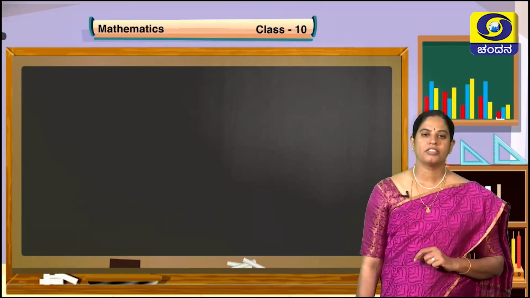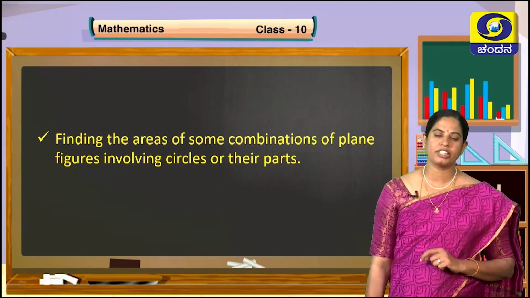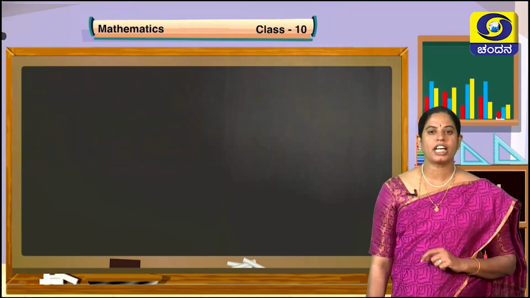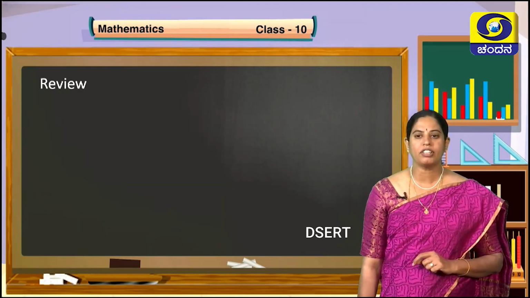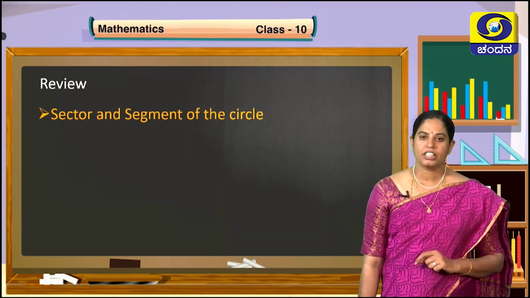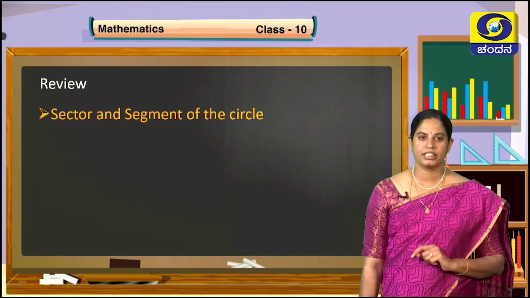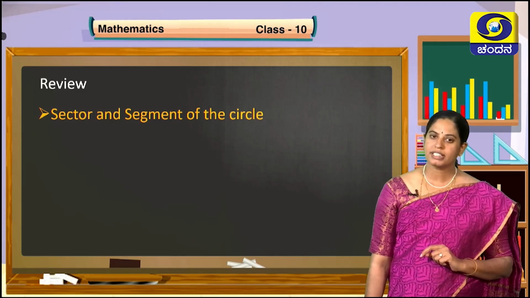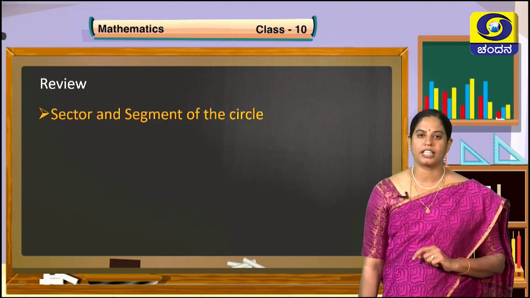Now, in this session, we are going to do some problems on combinations of plane figures involving circles or their parts. Before starting this session, let me recall the formulas that we have learnt in the previous session. First, we recall the meaning of sector and segment. What is a sector? Yes, you are right. The part of the circle bounded by two radii and an arc. What is a segment? A part of the circle bounded by a chord and an arc.